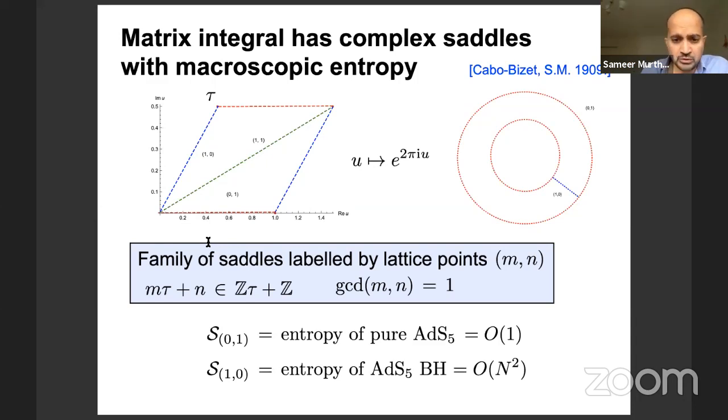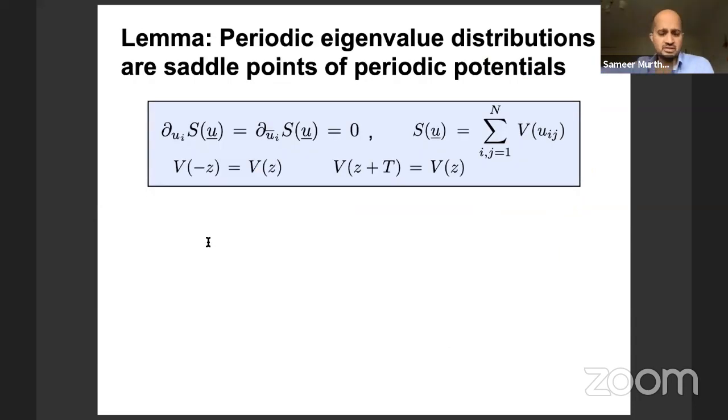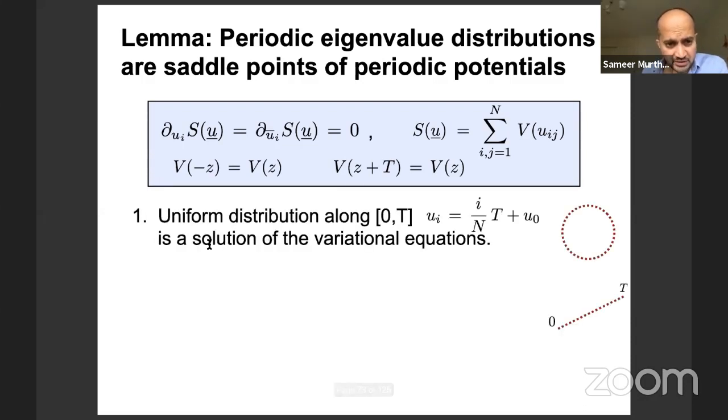The way I'm going to do this is, first I start with this lemma. Suppose you have an action of purely two-particle interactions, and the potential is even and periodic, with some period t, which can be complex. Then the lemma, the first part, is that the uniform distribution along the period is a solution of the saddle point equations. You want to study the saddle point equations, because at large N you can study the saddle point equations. So the statement is that the uniform distribution along the period is a solution of the variational equations.